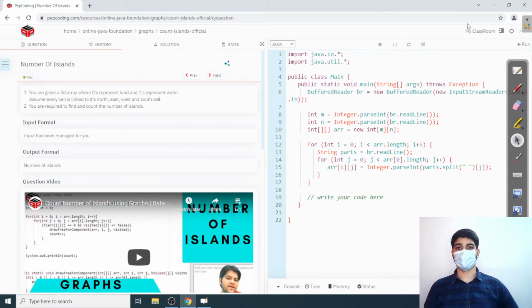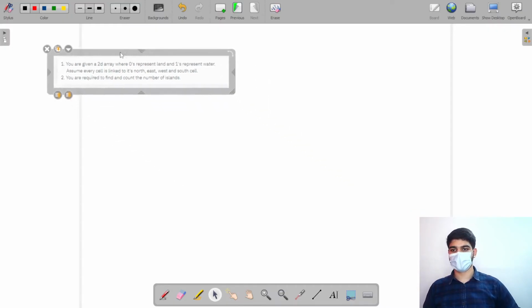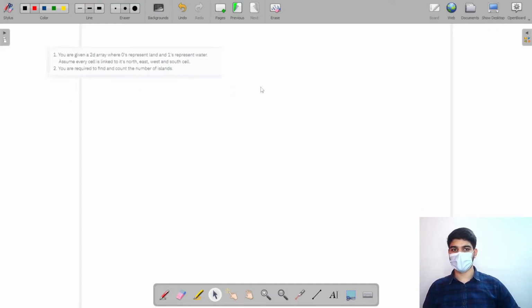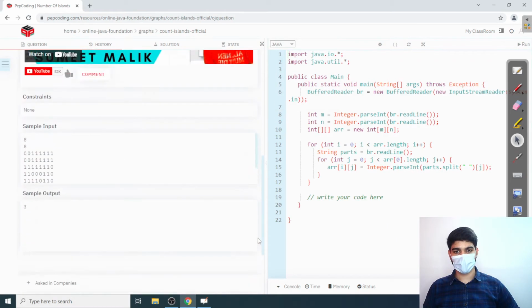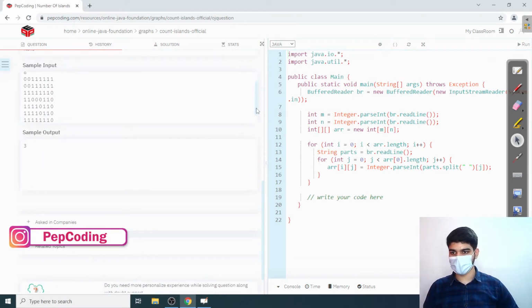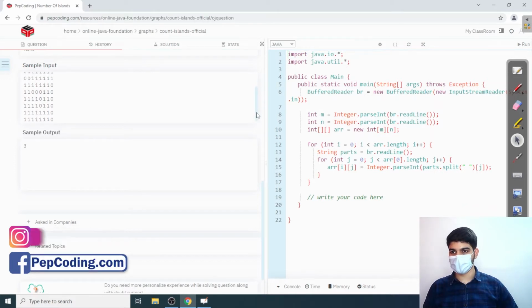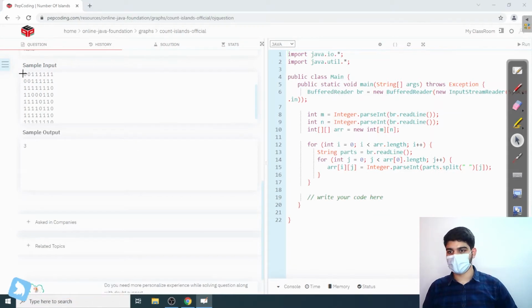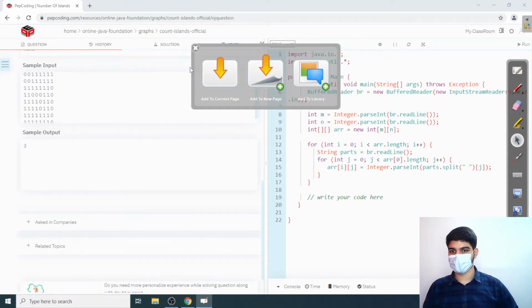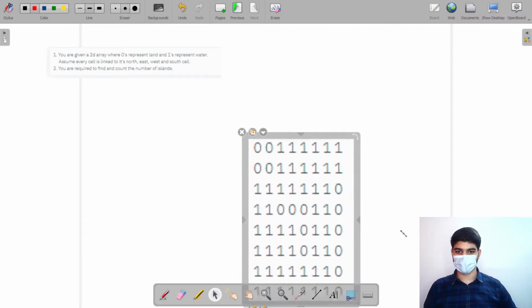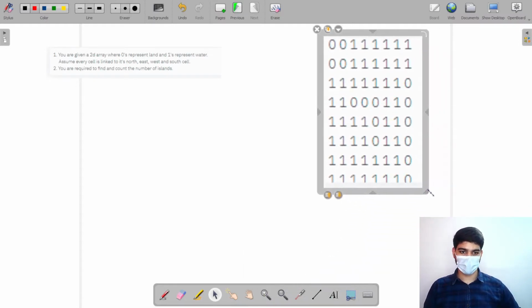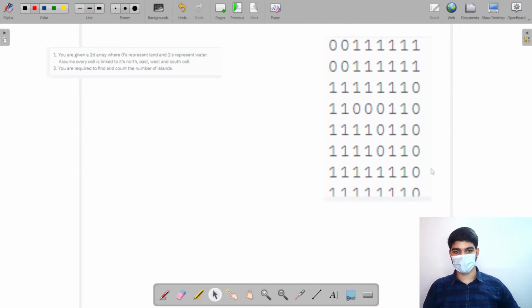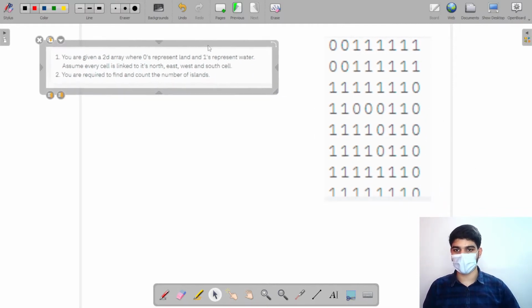Moving on to the question that we have in hand, which is Number of Islands, a really interesting question. If we look at the objective over here, along with the objective, what I would want to do is grab the input. So we have an input array, if we see over here. And let's observe what the question has to say.